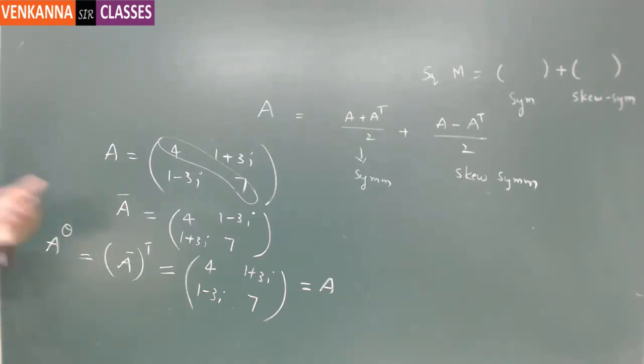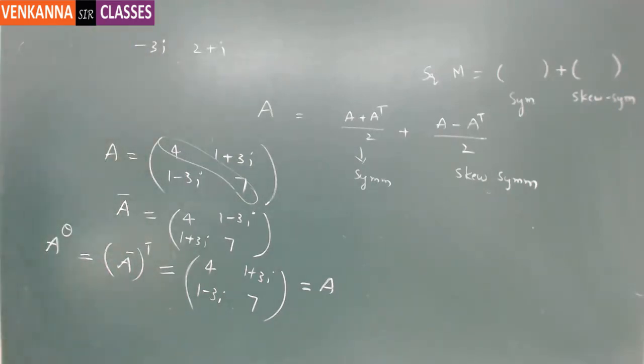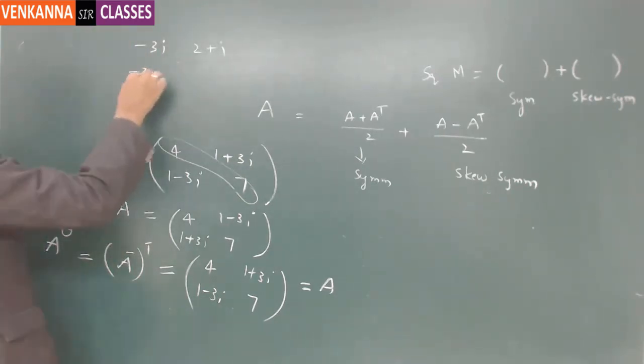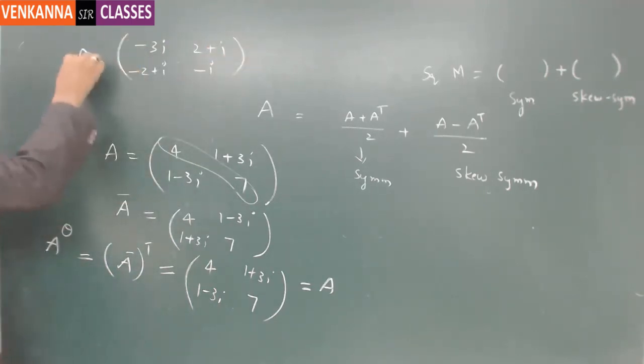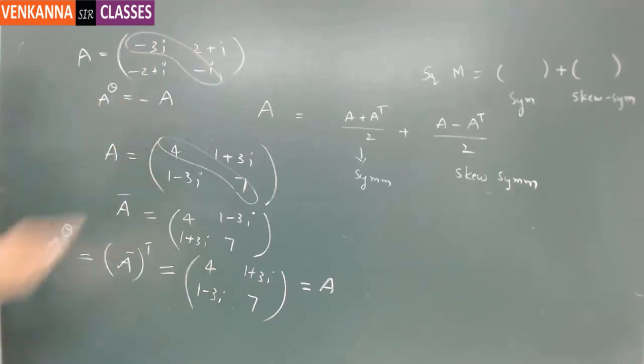If you take a skew Hermitian matrix, take the example as minus 3i, 2 plus i, minus 2 plus i, and minus i. Say this is A. And you can observe that A power theta is equal to minus A. You can check for that. It is a skew Hermitian matrix. So in this point of view, we can say one thing, that in a skew Hermitian matrix, the diagonal entries are usually 0 or imaginary numbers. Either they must be 0 or imaginary numbers. So this is the property we generally observe from skew Hermitian matrices. Okay.